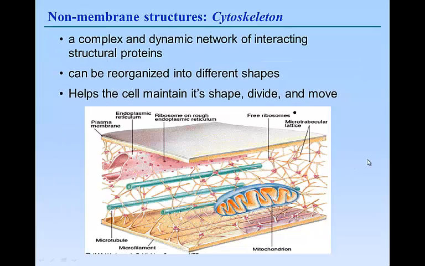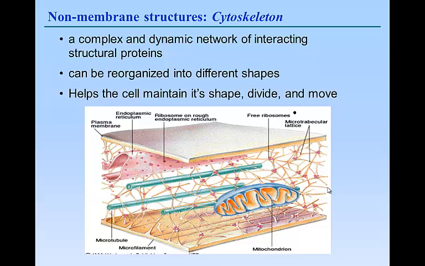The next is the cytoskeleton. This is showing you a cytoskeleton within a cell, a variety of wires and tubes that make up the cytoskeleton. So it's fair to say that the cytoskeleton is not just one thing, but a little bit more complex. It's a dynamic network of structural proteins, and it's made up of proteins. It can be organized and reorganized into different shapes.